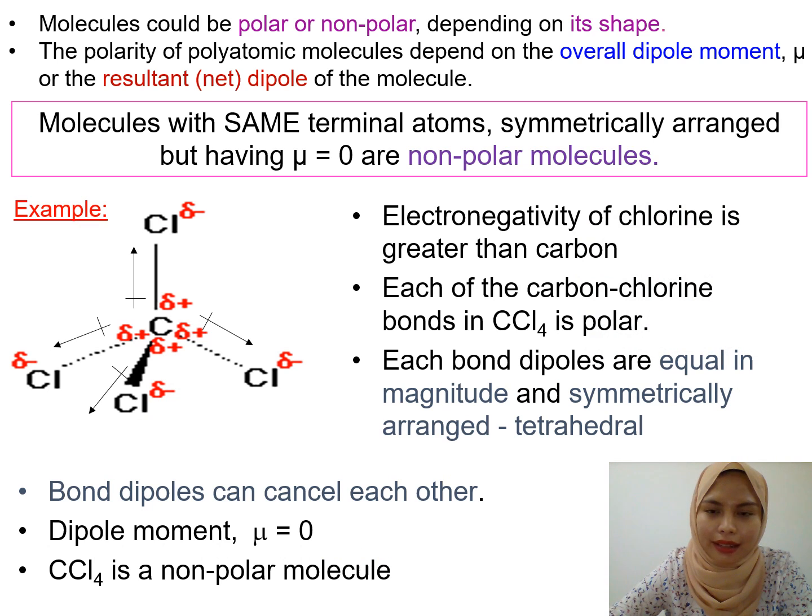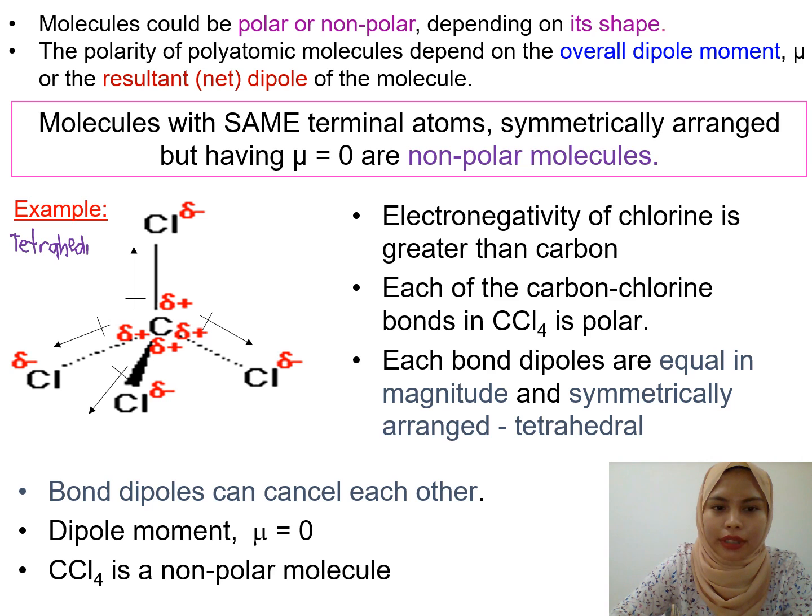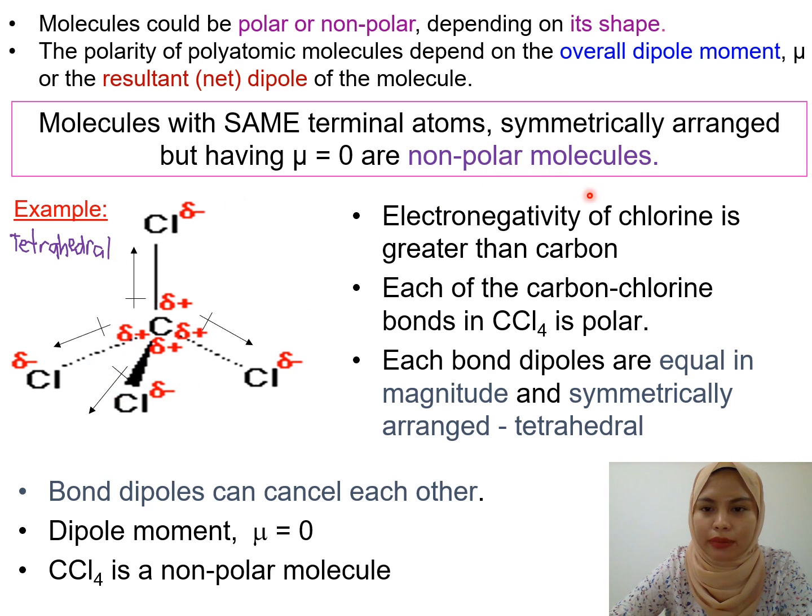Okay, so another example shape yang symmetry adalah shape tetrahedral. Tetrahedral ni pun antara shape yang symmetry juga. Okay, so kalau you look at the flow chart tadi, dia cakap kalau let's say you ada molecules yang symmetrically arranged ataupun symmetry in shape, dia ada sama terminal atoms, therefore dia punya bond dipole akan cancel out each other and akan menyebabkan overall dipole moment. This is the symbol untuk overall dipole moment. So the overall dipole moment untuk the whole molecule will be tiada, will be 0. So it will be a non-polar molecule.